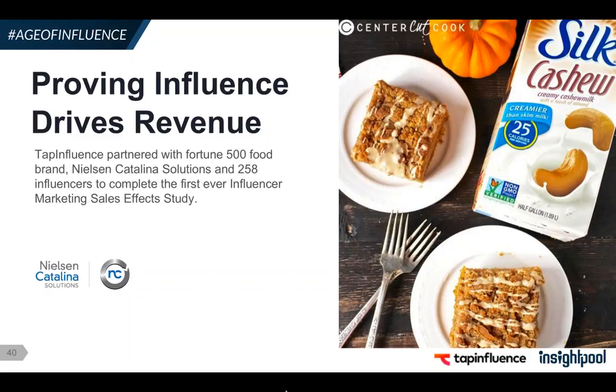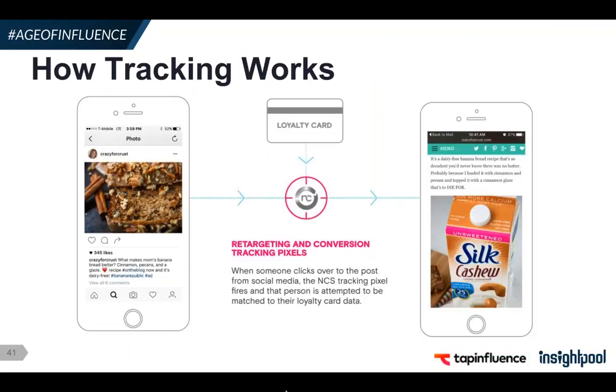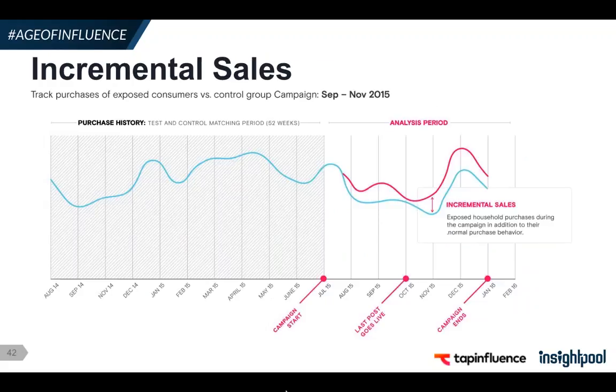So if you go to the next one here, we tracked, again, behaviors from online for a control group, people who actually saw the influencer content versus people who didn't. And we also tied loyalty card data in the same fashion to understand the impact of people seeing this influencer marketing content and how it impacted sales. So there was loyalty card data tied to tracking pixels. And what we discovered is that there was a huge lift in sales.